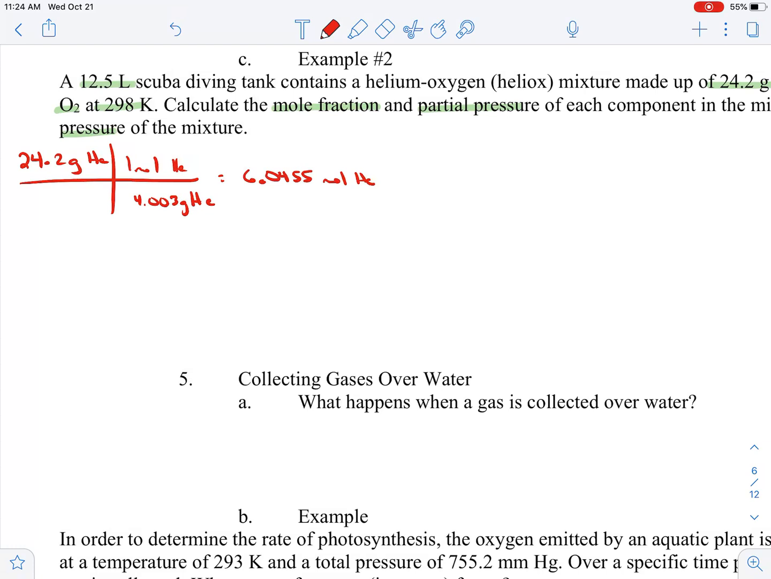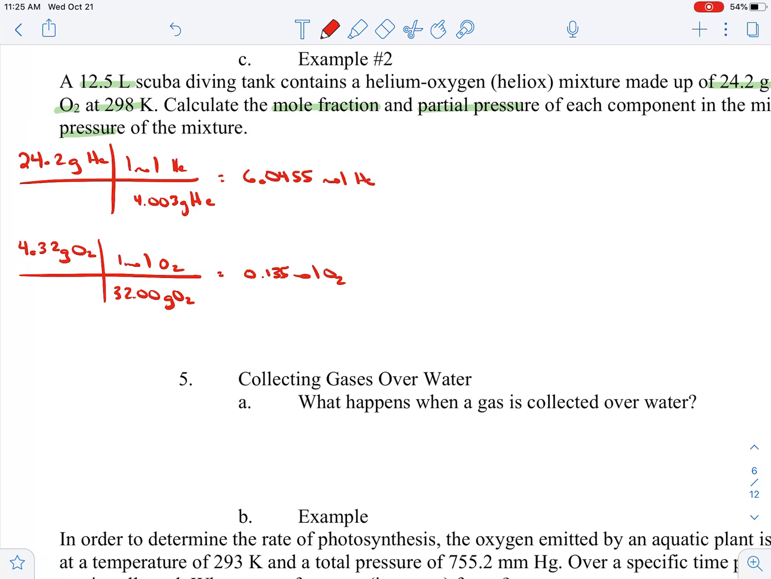All right, we're going to do the same thing with our oxygen. We have 4.32 grams of O2, and we're going to take that to moles by dividing by 32.00 grams of O2, which is 1 mole of O2. So 4.32 divided by 32 gives us 0.135 moles of O2.